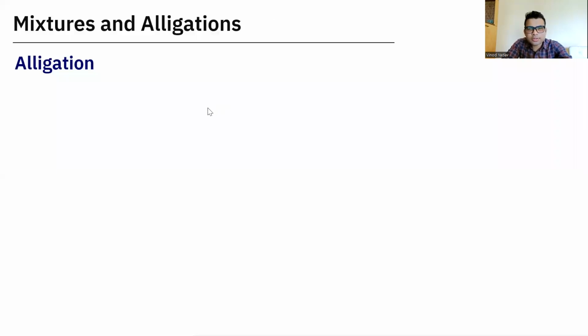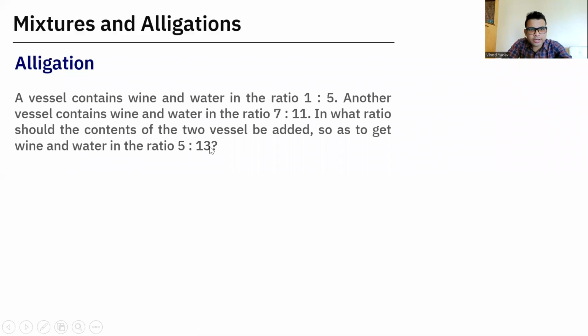One more question in this, friends. Just check this variety. A vessel contains wine and water in the ratio 1 is to 5. Another vessel contains wine and water in the ratio 7 is to 11. Again, the question is, in what ratio should the contents of the 2 vessels be added so as to get the wine and water in the ratio 5 is to 13? So this is the target, this is the average. Now, how will you deal with this? Say there is a ratio, not a single number. That is the only change in this question.